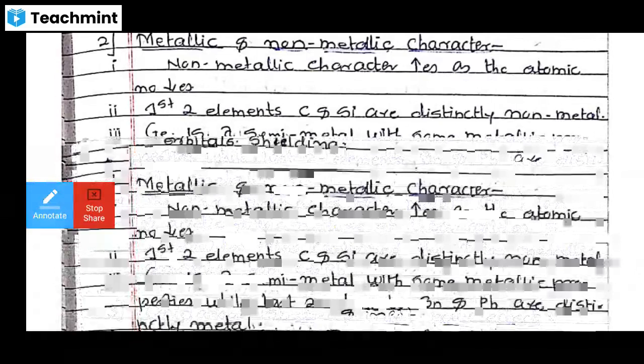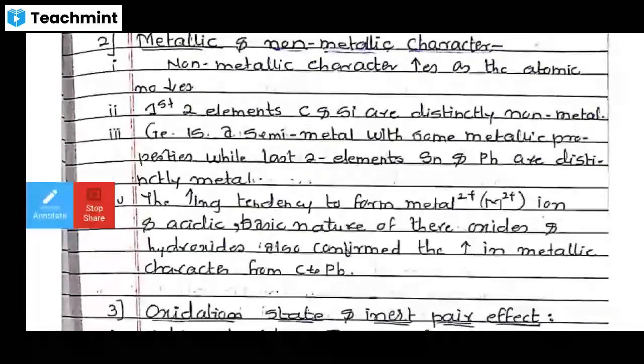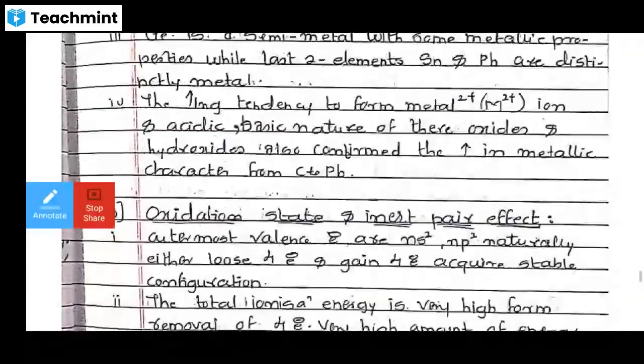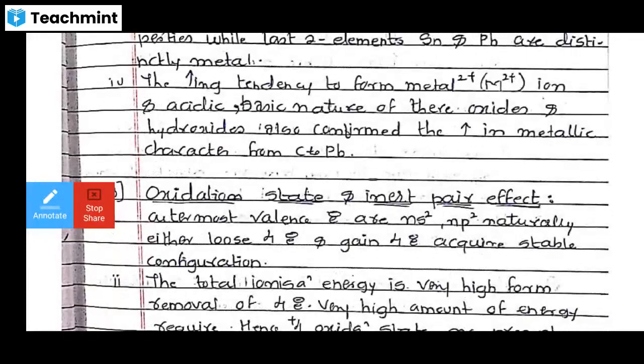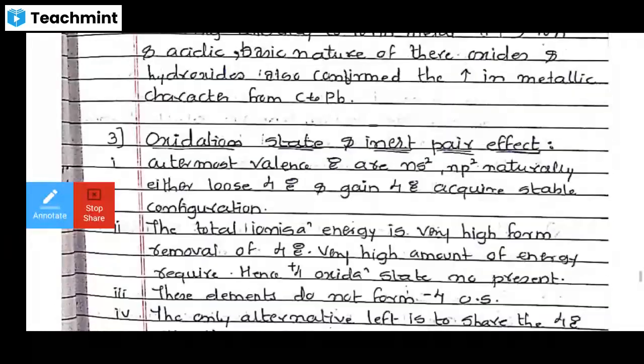Next is the metallic and non-metallic properties. So metallic property increases as the atomic size increases. Okay, the first two elements, carbon and silicon, are distinctly non-metals, and germanium is a semi-metal with some metallic properties, while the last two elements, tin and lead, are distinctly metallic in nature. So the increasing tendency to form M2+ ions and the acidic and basic nature of the oxides and hydrolysis also confirm the increasing metallic character from carbon to lead.